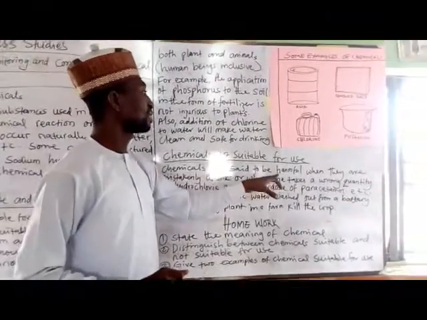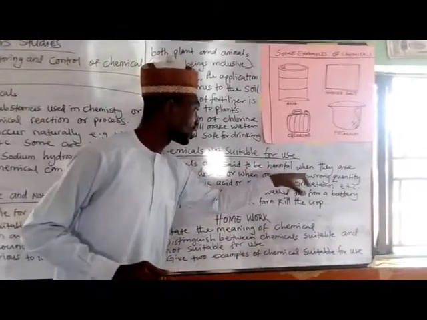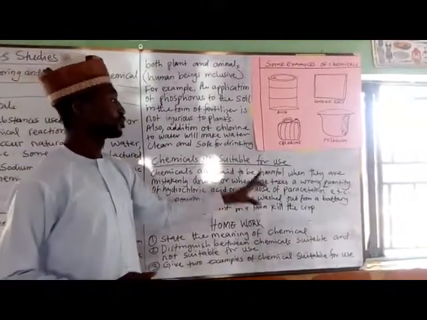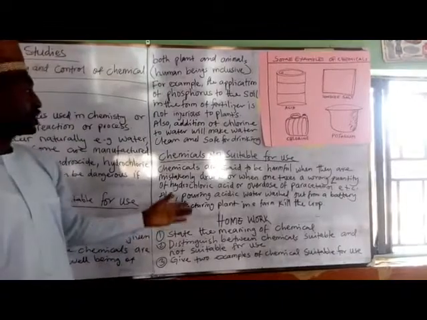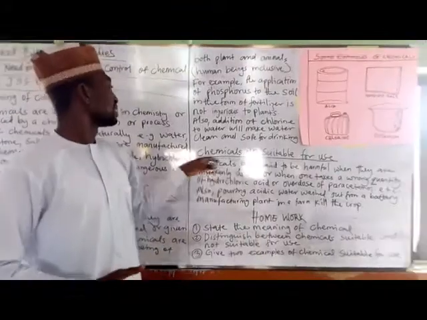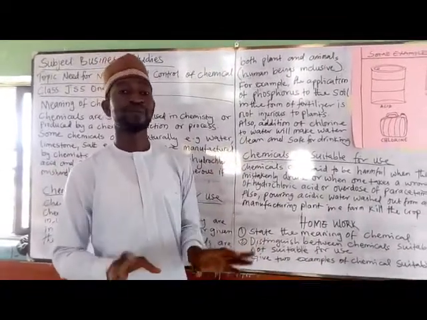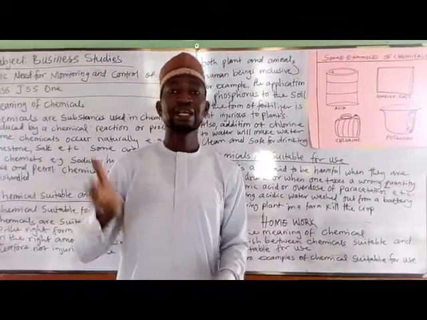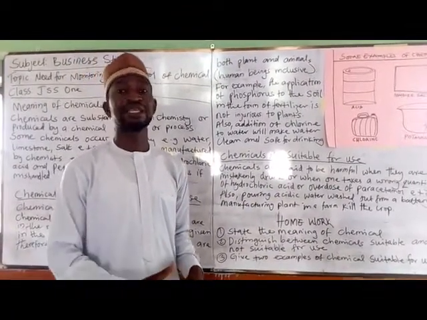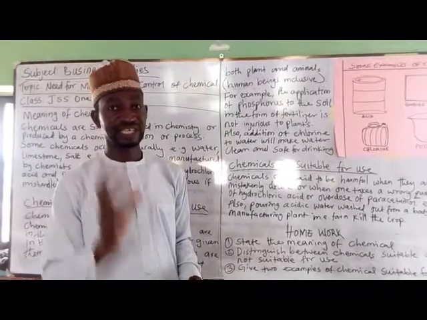Chemicals are said to be harmful when they are mistakenly drunk or when one takes a wrong quantity of hydrochloric acid or overdose of paracetamol. These are chemicals that are not suitable for use, like I rightly said. These chemicals are very, very harmful and injurious to the human body. For instance, if you are given a prescription of tablets to cure an illness and you take more than the required prescription, it has an adverse reaction.